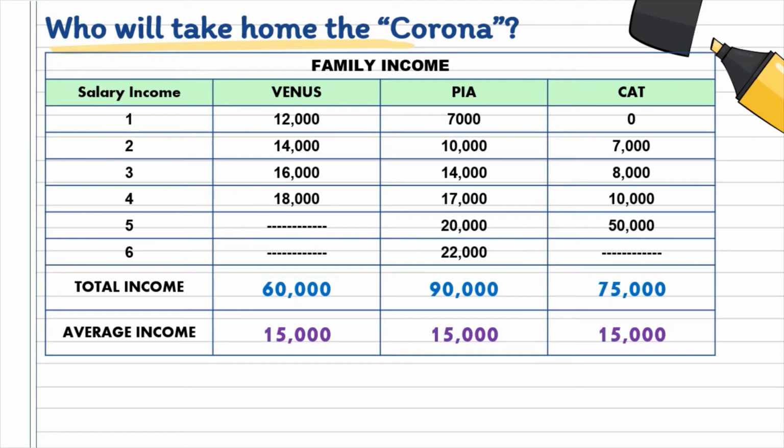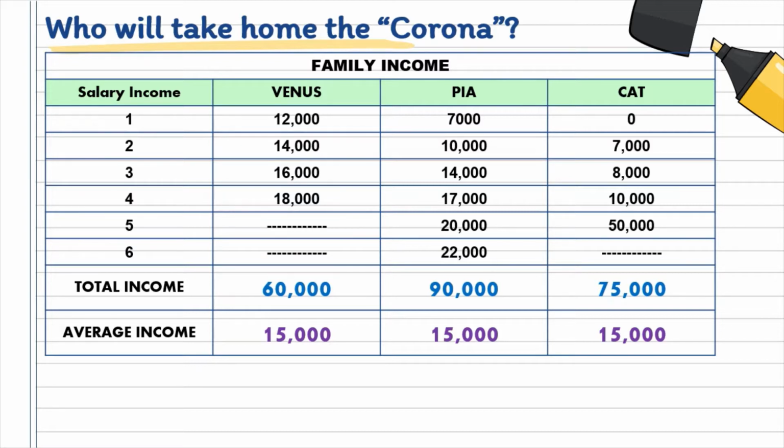This is the table for their salary income or the total income. So we will compute the average income. Under Venus family, the total income is 60,000 and they only have 4 members. So 60,000 divided by 4, the average income is 15,000. While in Pia, the total income is 90,000. They only have 6 members, so divided by 6, that is 15,000 also.